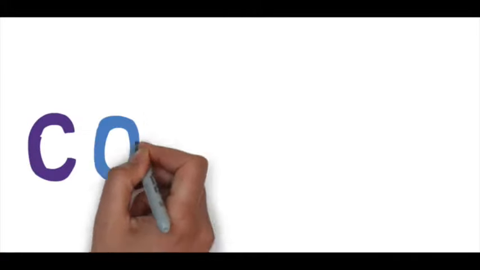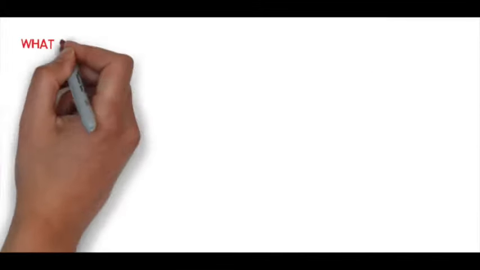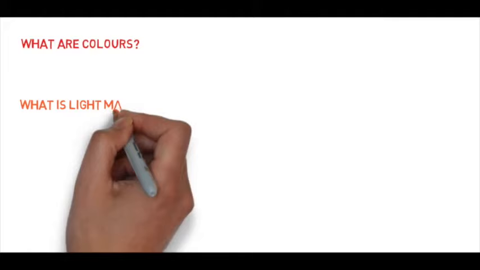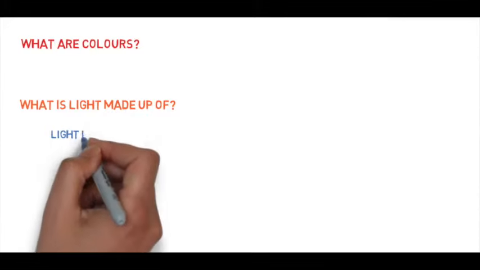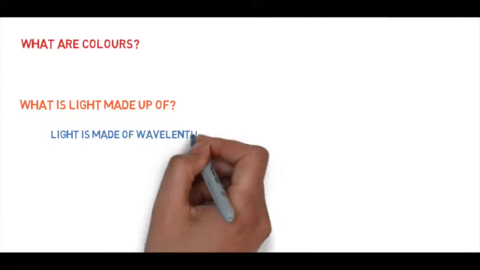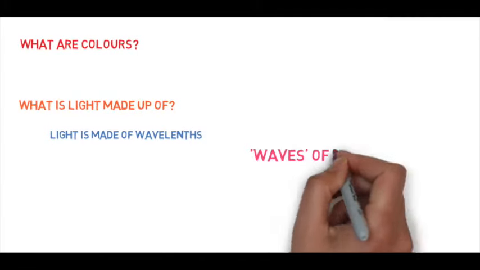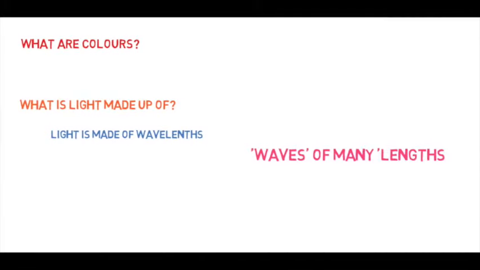Now let us study another important aspect, colors. And why is this world so colorful? First, we need to understand what are colors. To understand what are colors, we need to know what light is made up of. Light is made up of wavelengths. Wavelengths meaning waves of different lengths.